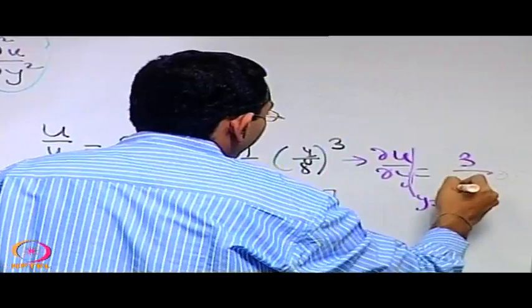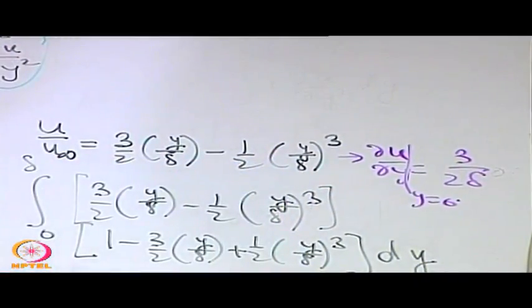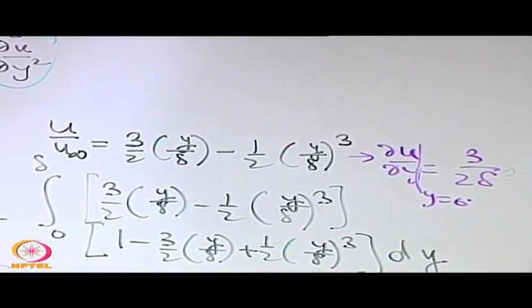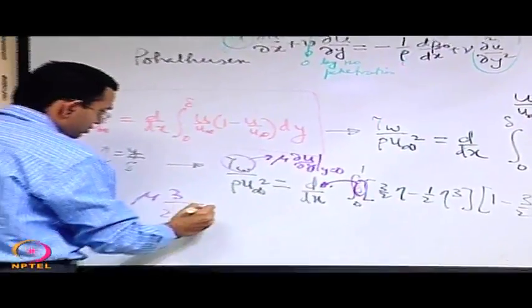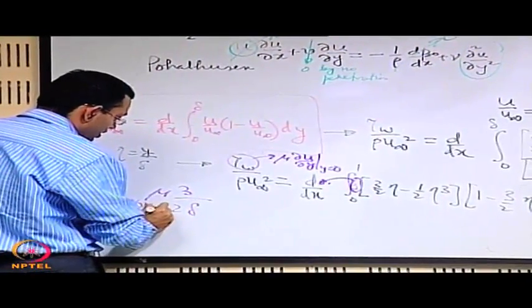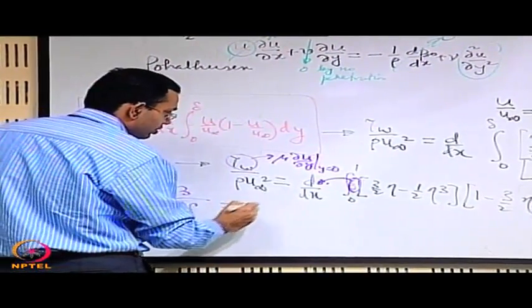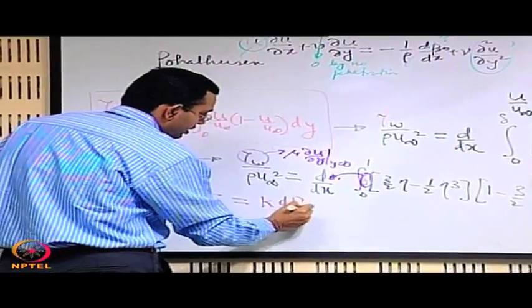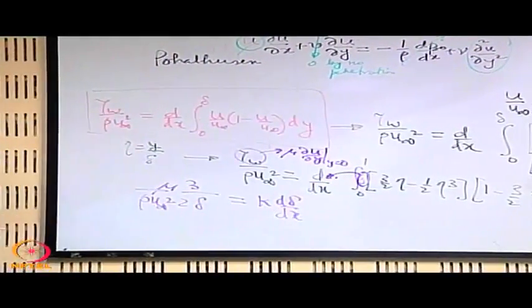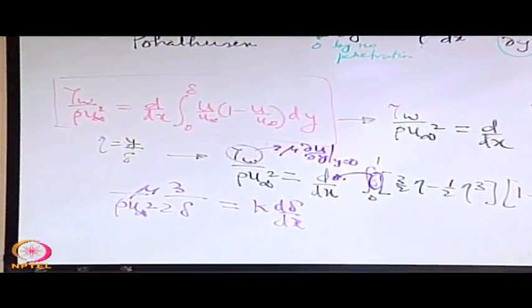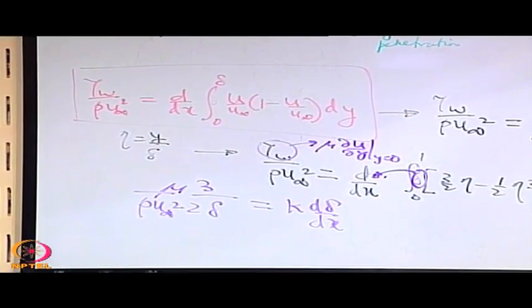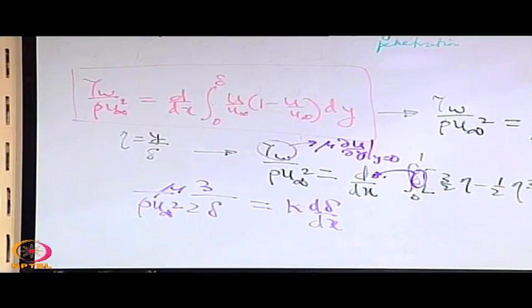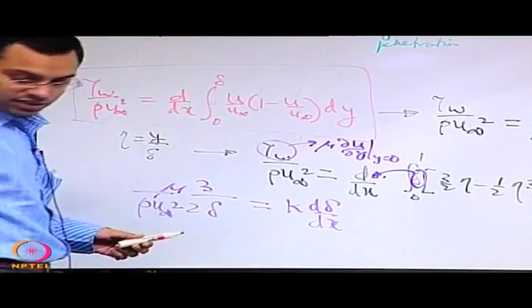So, that will be 3 by 2 delta, because the remaining terms will have y, which will be 0 at y equal to 0. So, you will have mu into 3 by 2 delta, with rho u infinity square also there in the denominator, equal to k into d delta dx. Then you can integrate this, and once you integrate you will get delta as a function of x. So, let us write the integration.